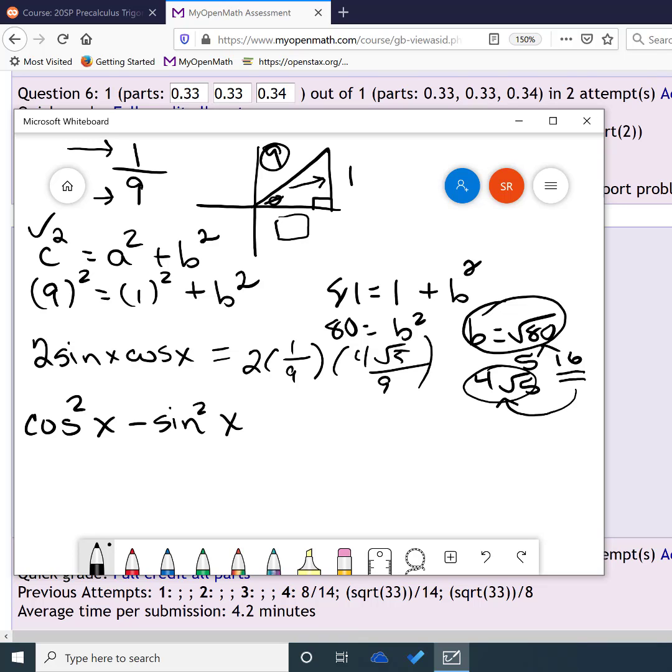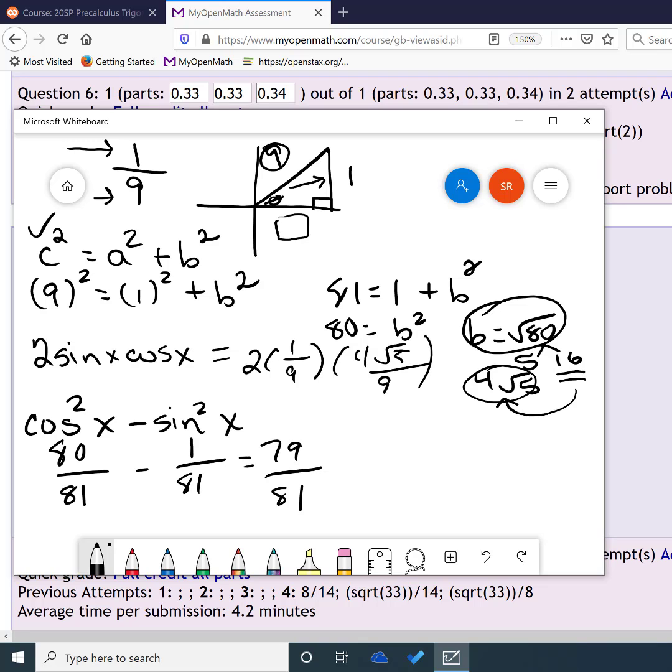On this one, you're going to square the cosine and square the sine, and you're going to subtract. So the cosine, we said, was 4 square root of 5 over 9. And if you square that, you're going to get 4 square root of 5 squared is 16 times 5, which is 80 over 81. Sine squared, which is 1/9 squared, is 1 over 81. So this comes out to 79 over 81.